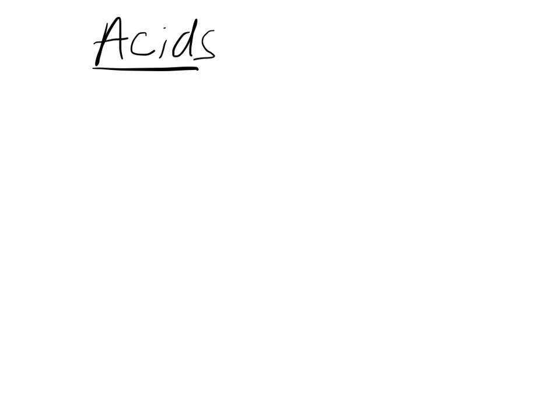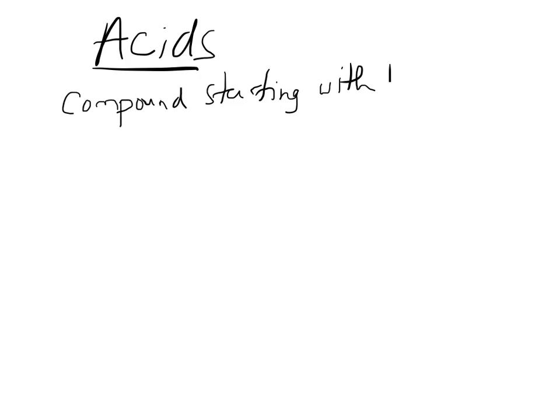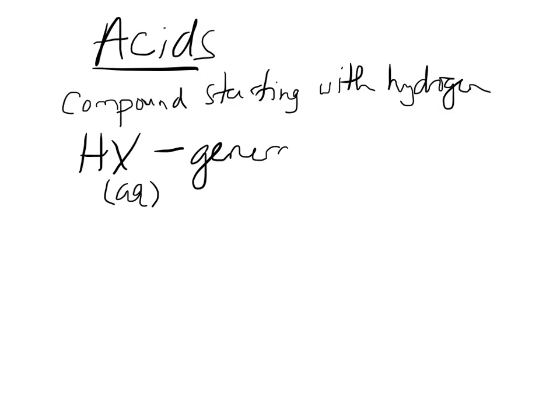Okay, I'm going to tell you there are different definitions of an acid, but we're going to start with the most basic definition. It's a compound starting with hydrogen. And you might remember from doing your formulas, they have general formula HX, and they're always aqueous. Okay, so they start with hydrogen, so this is the general formula.